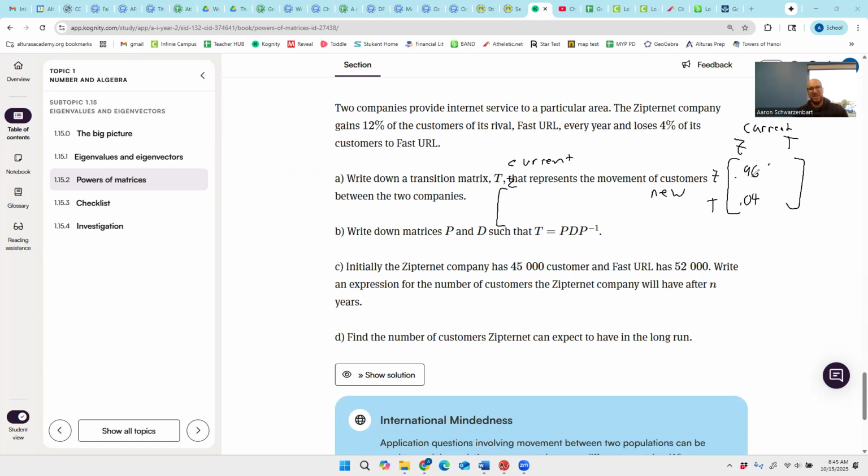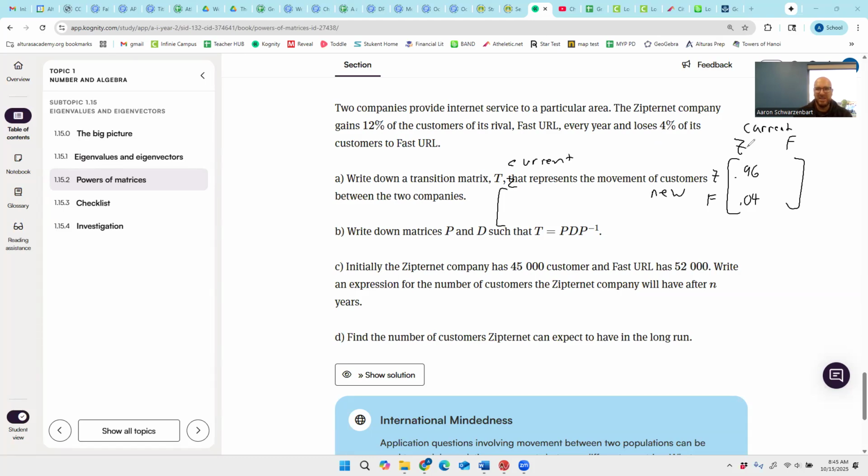So ZipperNet keeps 96% and loses 4%. Why did I call it T? F, fast URL. I guess it makes sense when you do it. I don't think I'm going to end up setting up these matrices. That's the hard part, that's the trick. That's the learning piece. You have to get this current versus new, and it has to be in that order.